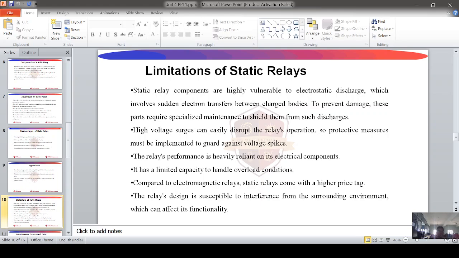High voltage surges can easily disrupt the relay's operations, so protective measures must be implemented to guard against voltage spikes. The relay's performance is heavily reliant on its electrical components, and it has a limited capacity to handle overload conditions. Compared to electromagnetic relays, static relays come with a higher price tag. The relay's design is also susceptible to interference from the surrounding environment, which can affect its functionality.